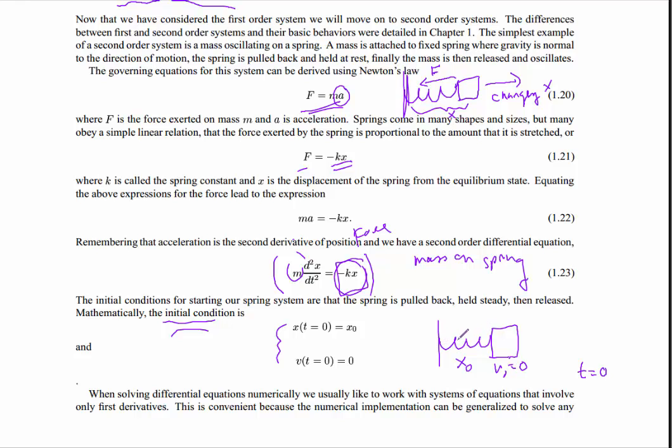Now, it's possible to have initial conditions where you're not holding it still. It's possible that initially you've given it a boost and it has a non-zero velocity. But this is a common example of initial conditions: the spring has an initial location, and initially the mass is at rest, you're just letting it go, and you want to see what happens to the mass.